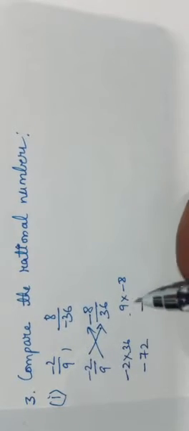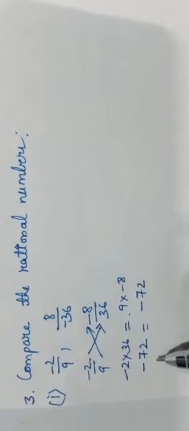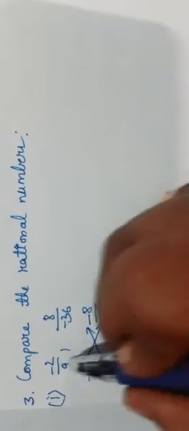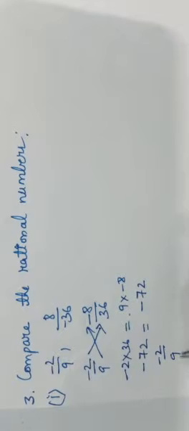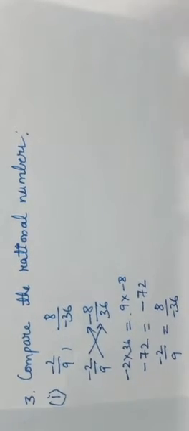Minus into plus is minus, 9 8s are 72. Here you can observe minus 72 is equal to minus 72. Therefore, in the last step, we can write minus 2 by 9 is equal to 8 by minus 36.